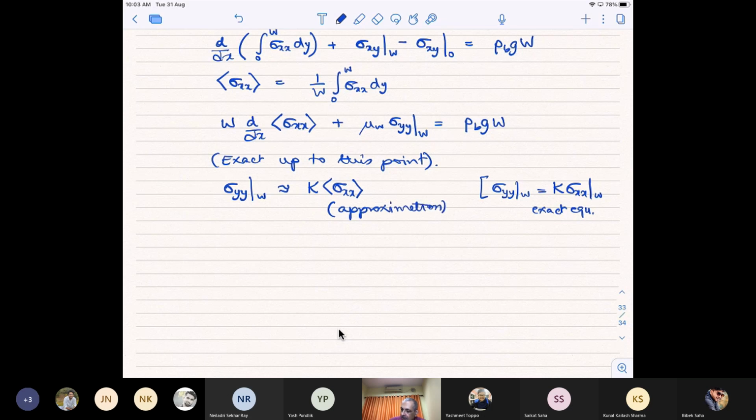What that approximation says is that the value of sigma xx at the wall is approximately equal to the average value in the cross section. And this may be okay if sigma xx does not vary too much in the cross-sectional direction. So this is the approximation that we make, and when we do that, you get a nice simple equation to solve.